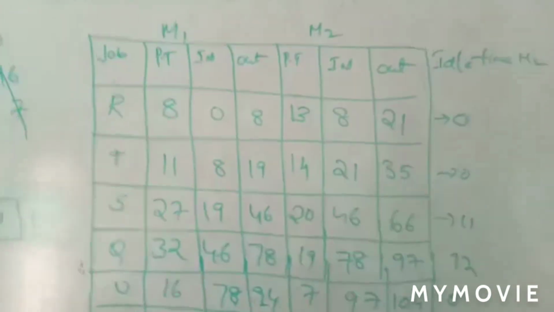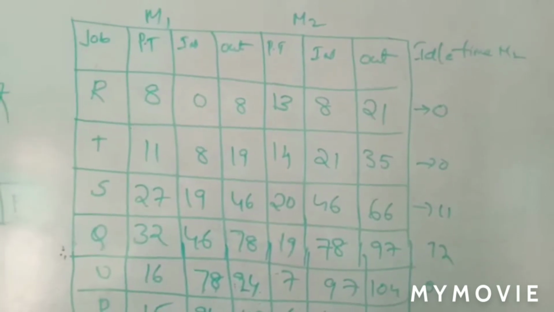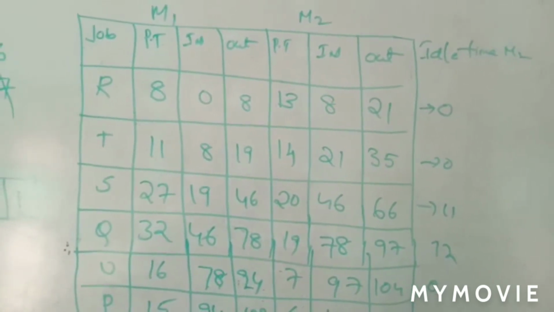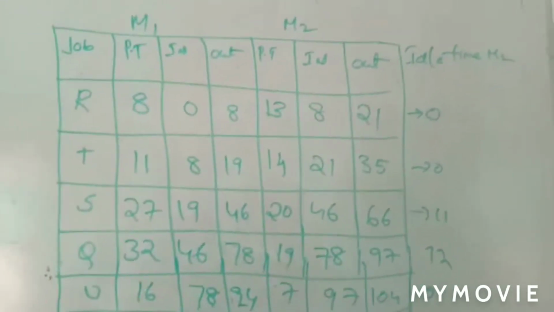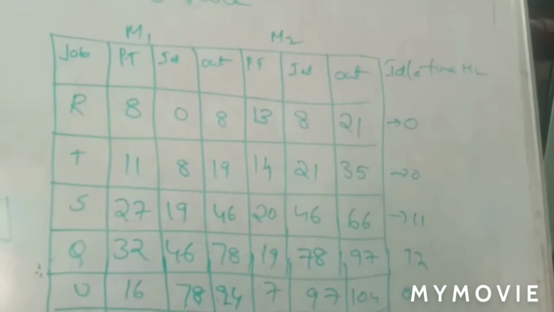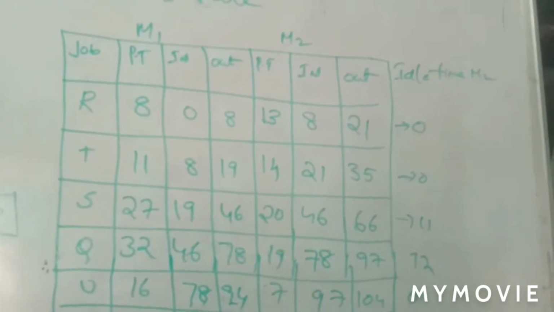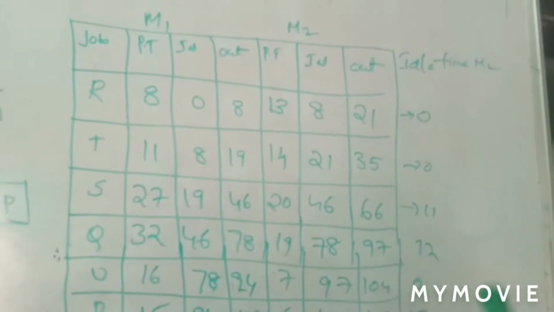Now put it in a table. In the table, for machine 1 and machine 2, we have job, processing time, and in time and out time, that is machine in and machine out. For machine 2 also the same: processing time, machine in and machine out, and at the other end the idle time for the machine, that is, how much time it remains idle. That is very, very important. That is a very, very important calculation required here.